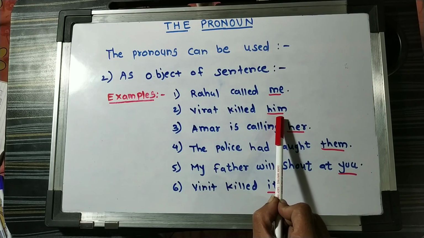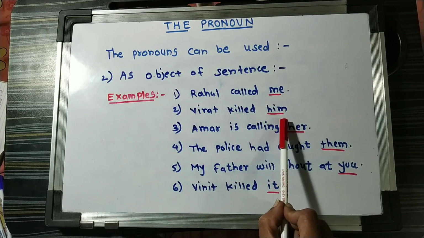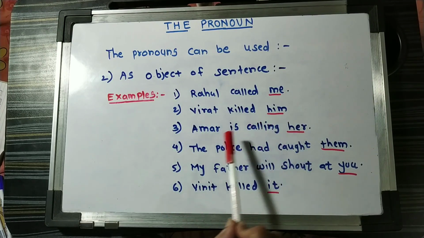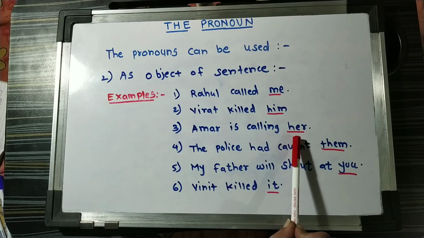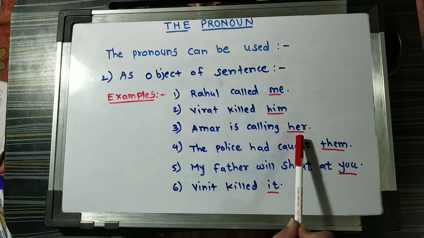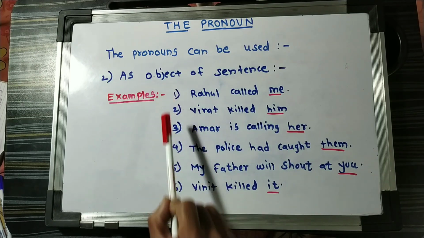Him is an object of the sentence. Why? Because it is placed in the end of the sentence. Number 3, Amar is calling her. Her is a pronoun and it works like an object of a sentence.